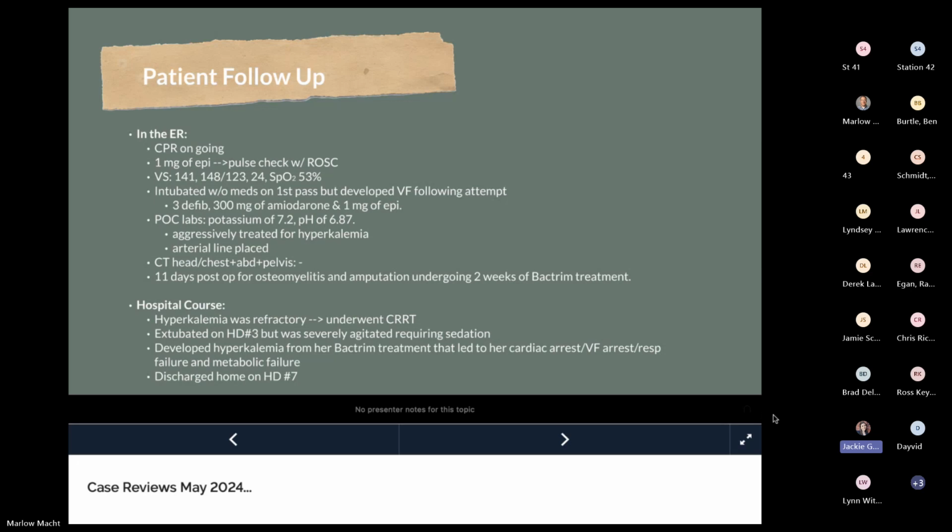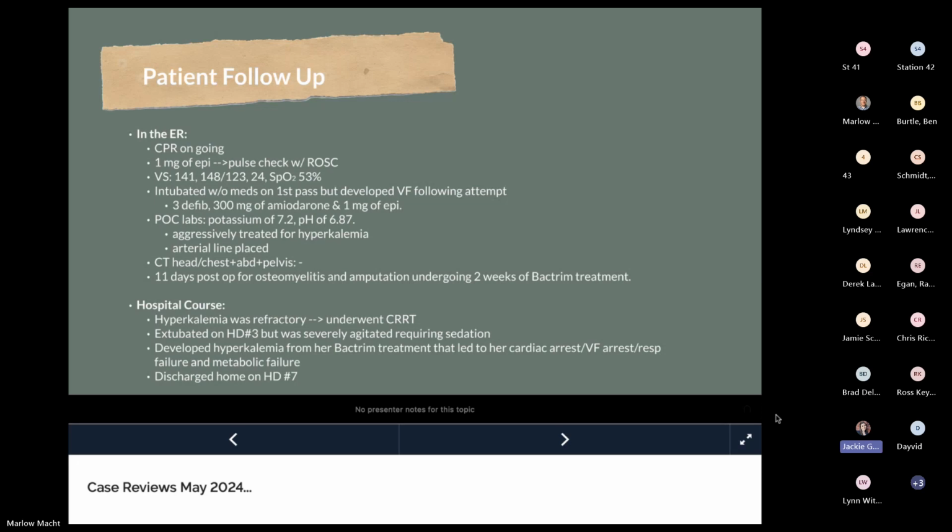Her labs returned with hyperkalemia, potassium of 7.2, and a pH of 6.87. They aggressively treated her for hyperkalemia, with an art line placed because I think she developed hypotension. They had imaged her head, chest, abdomen, and pelvis, all of which were negative. And further information from her last visit was 11 days ago. She was admitted for osteomyelitis secondary to her diabetes, where she had an amputation, and she was on a 2-week course of Bactrim.